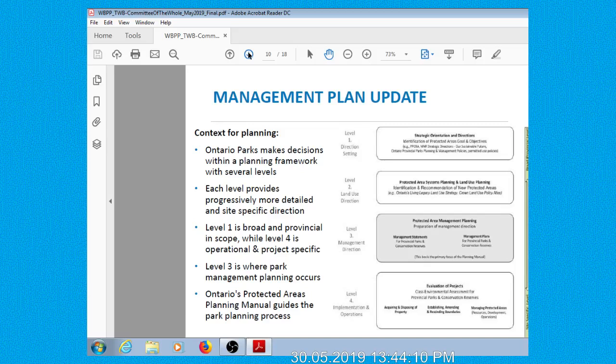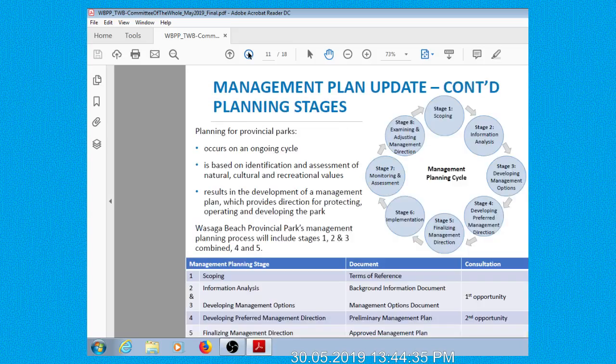So the broad stuff applies across the entire province, and as we move down, you get to the very specific Wasaga Beach considerations. Essentially, this slide is showing how all of the different levels will inform the next one down, and even sometimes the one above. So all the decisions that we make have to consider all of the 4 different levels and be in line with all of those.